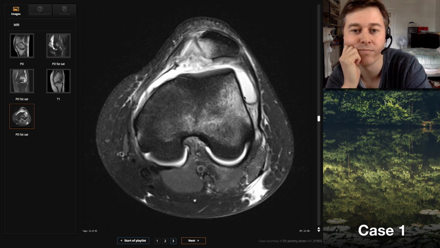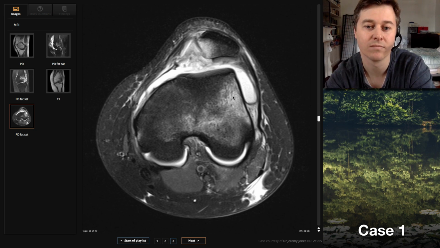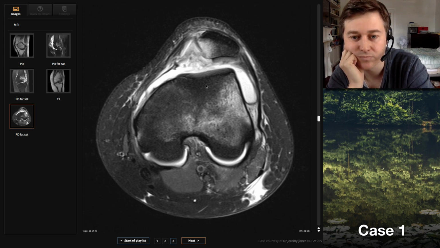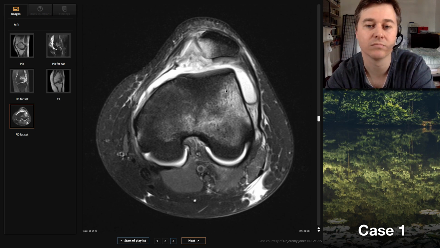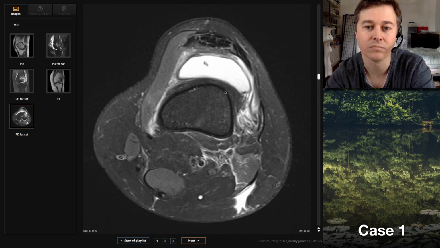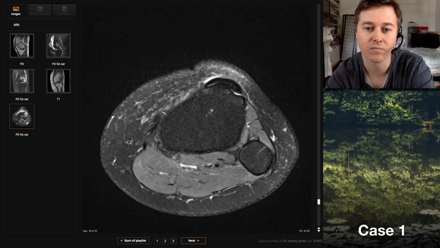So the first one that you can probably see on this view is trochlear dysplasia, or femoral trochlear dysplasia, where you can get a shallow trochlear groove and a small medial trochlear facet. What else? You can get lateralization of the tibial tuberosity or patellar translation.